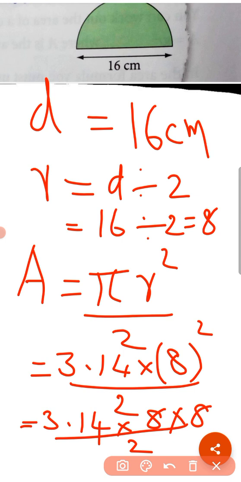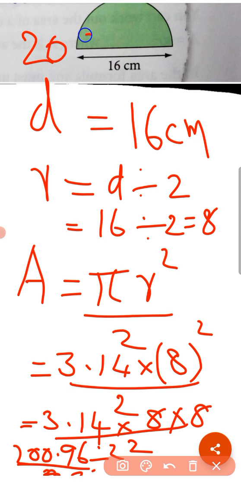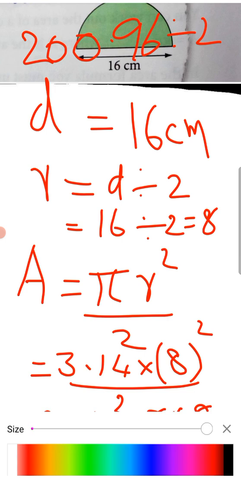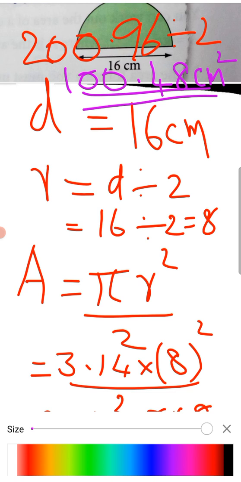3.14 into 8 into 8 is 200.96, divided by 2, which is equal to 100.48 centimeter squared. This is the area of this semicircle.